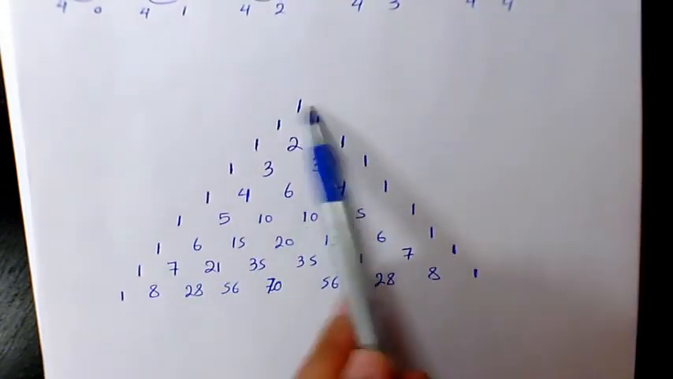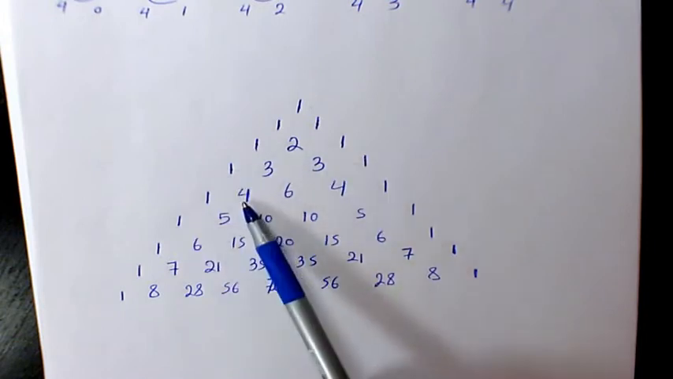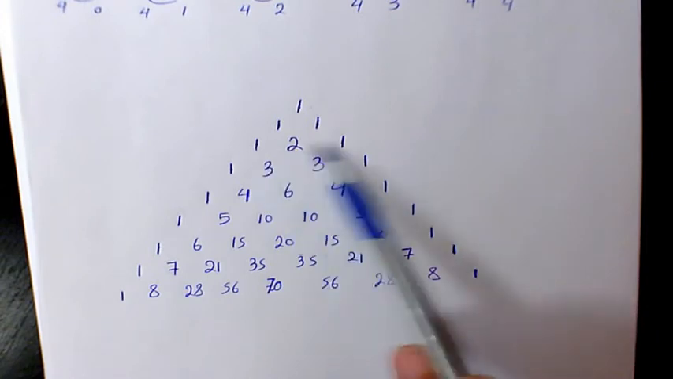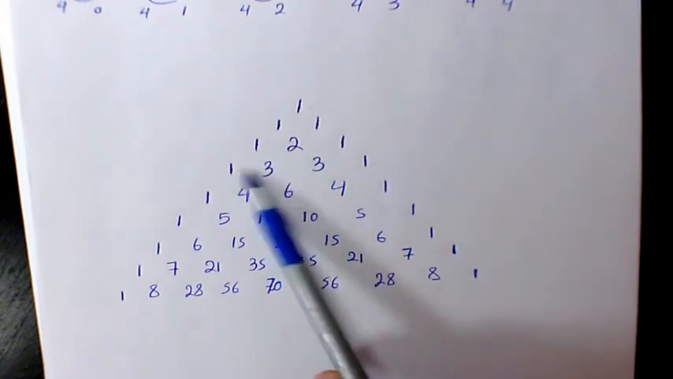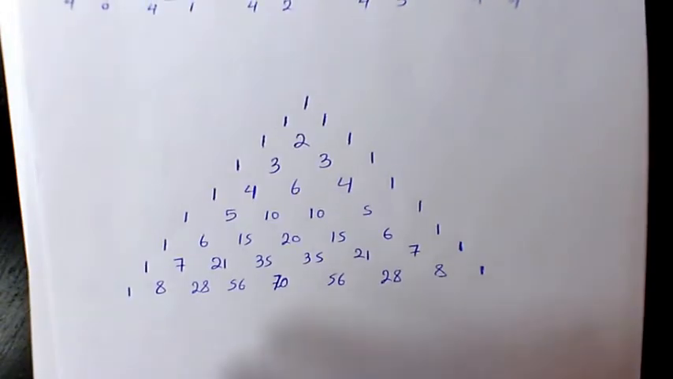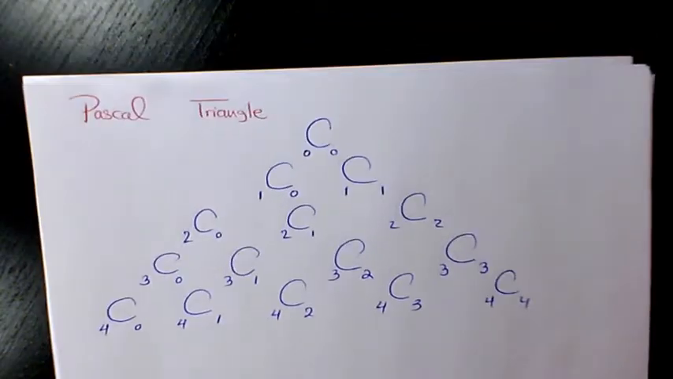So we have the 0th line, first line, second line, third line, and you can find it from the first term here as well. Second line, third line, fourth line, fifth line, and so on. This triangle, which is called Pascal's triangle, is very important in binomial expansion. Let's see some examples.